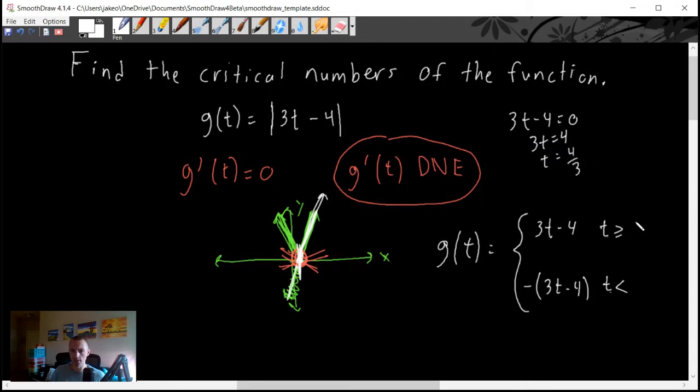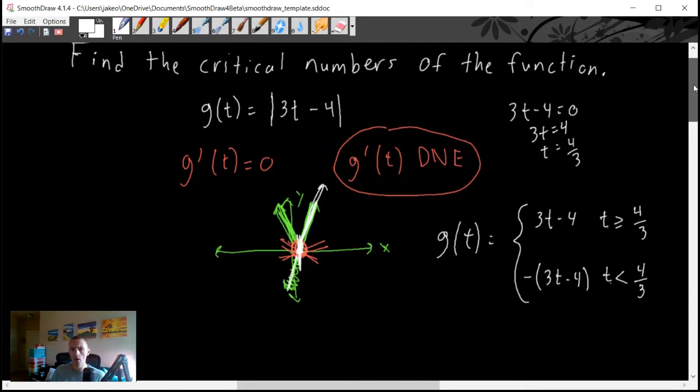So for t greater than or equal to 4/3, we're not going to do anything to our function because 3t minus 4 is a positive number, or 0. And for any t values less than 4/3, we need to plug it into our 3t minus 4 and then multiply it by -1, because 3t minus 4 is going to be negative for t values less than 4/3. If we multiply them by a negative, that makes them positive, which is exactly what the absolute value would do. So this piecewise function is equivalent to this absolute value function.